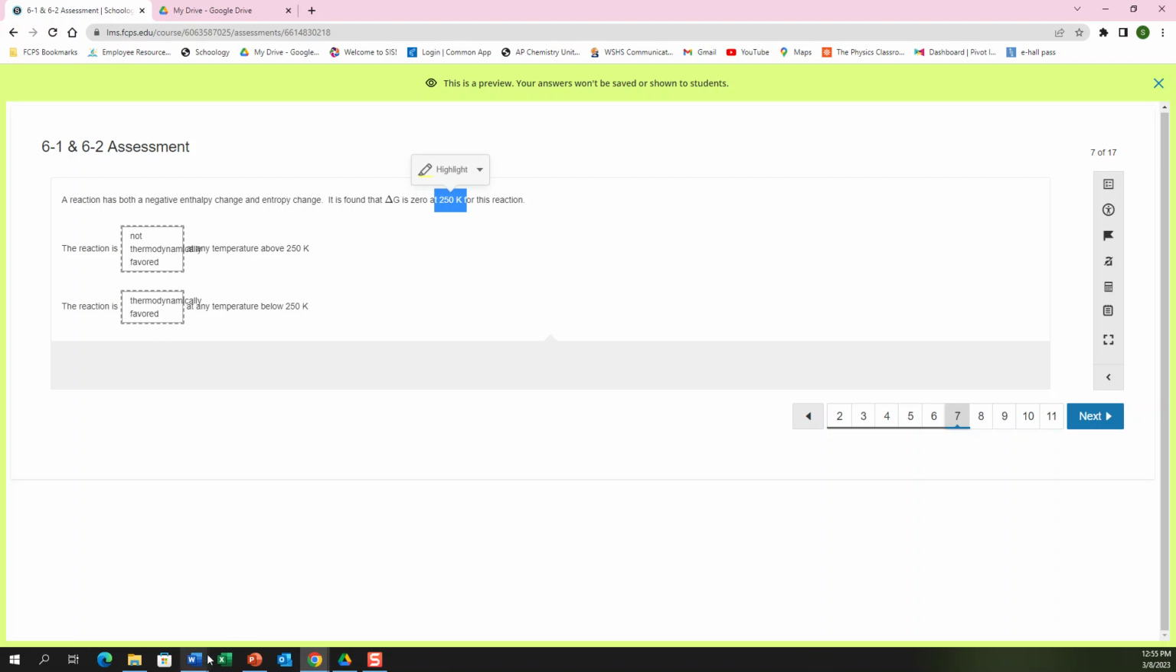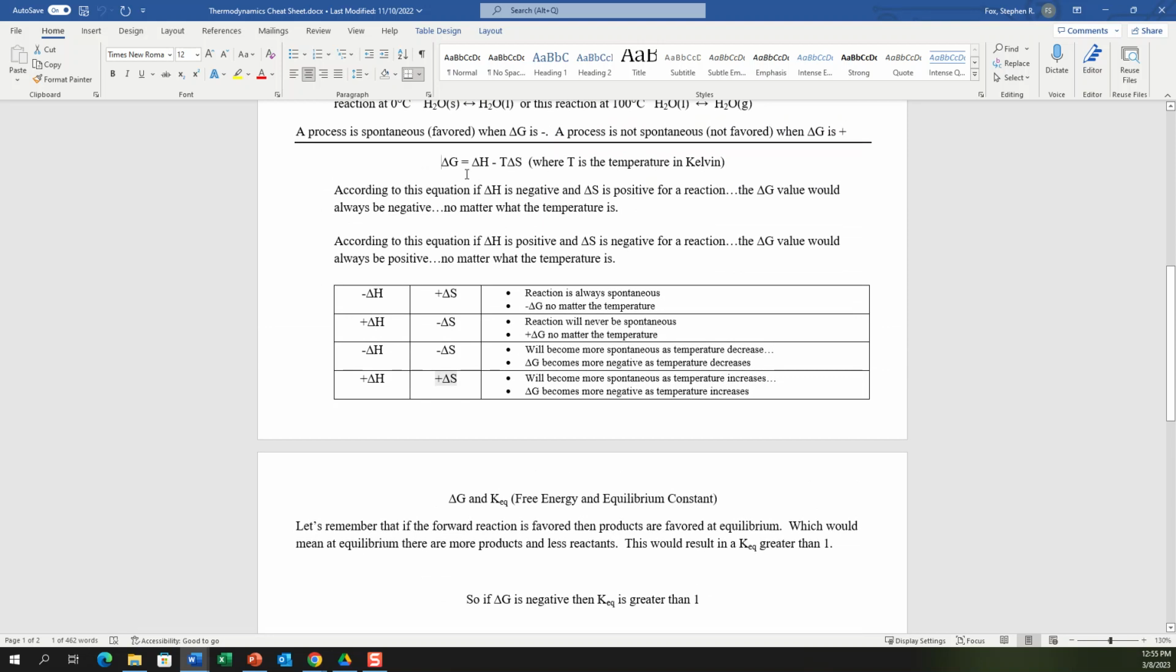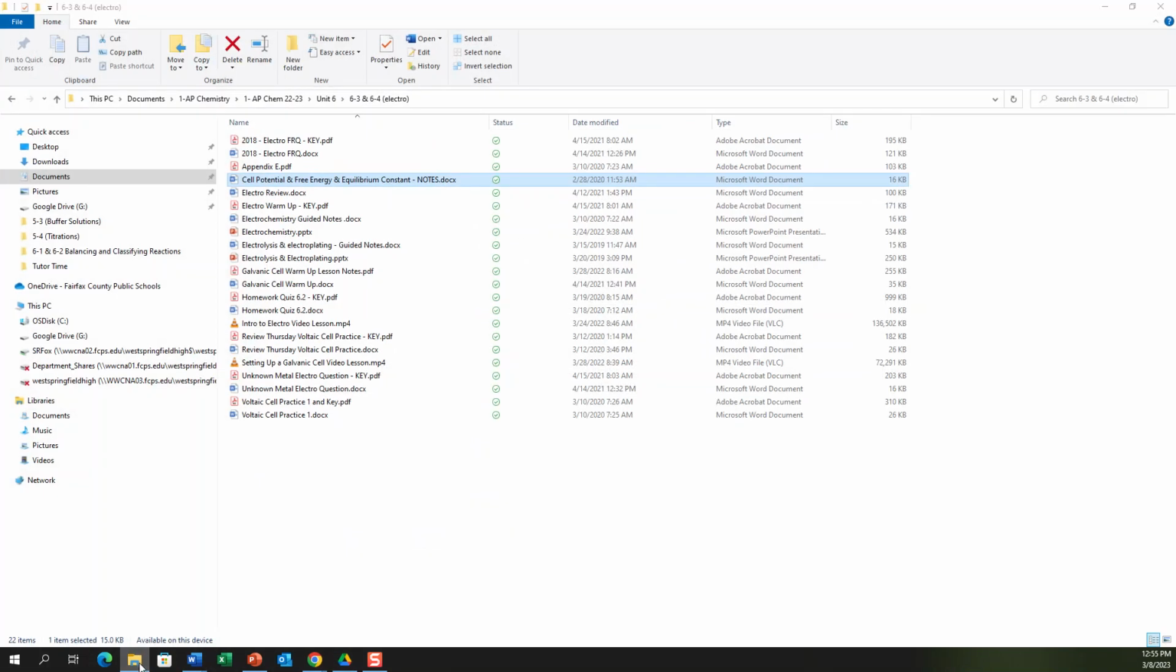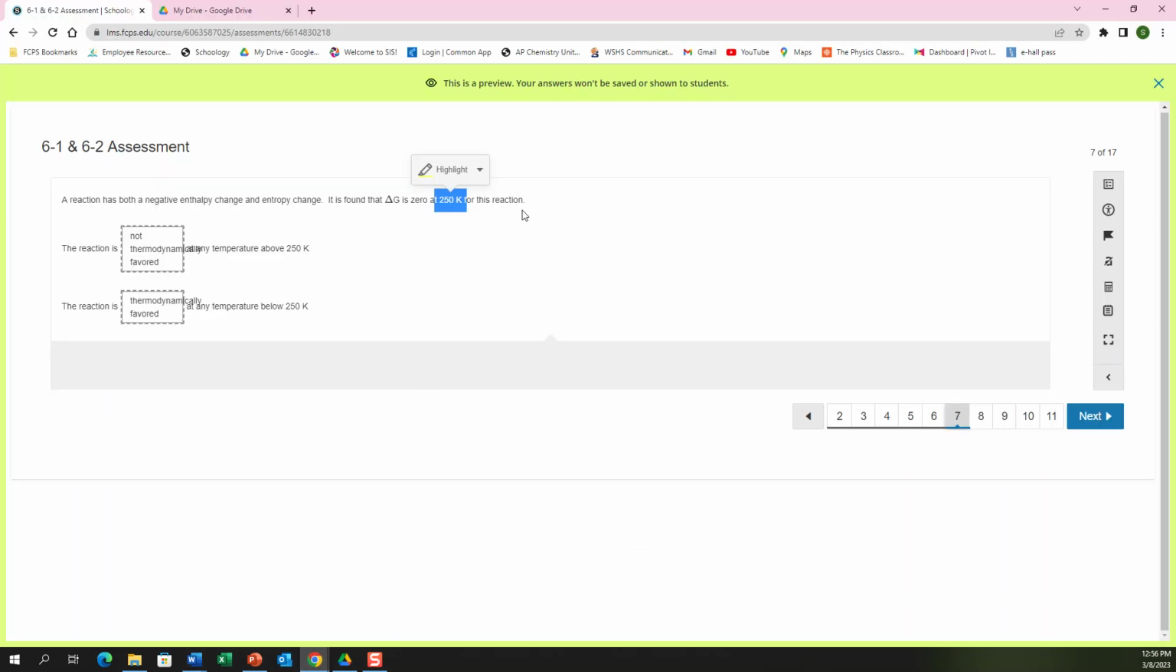Okay, so every reaction, if we go back to this chart, has a temperature tipping point, where it goes from spontaneous to non-spontaneous. If you want to know the temperature tipping point for a reaction, then plug in 0 for delta G and solve for the temperature. In this example, 250 was the temperature tipping point.